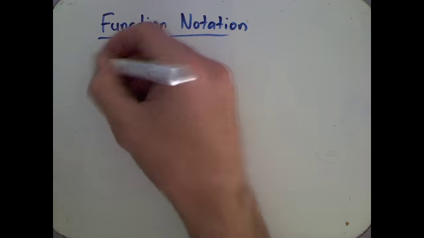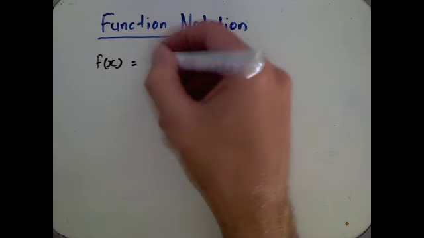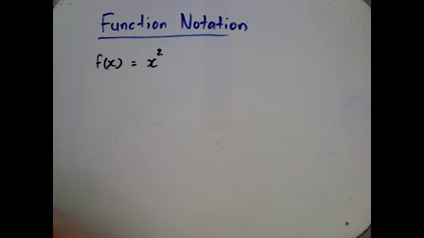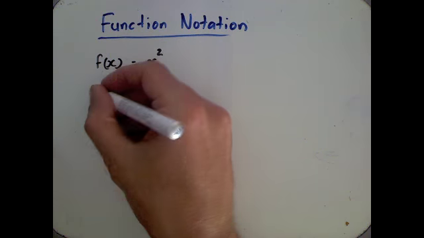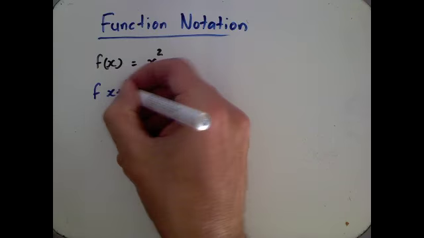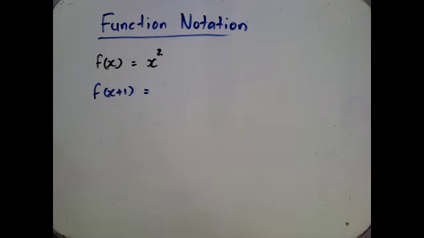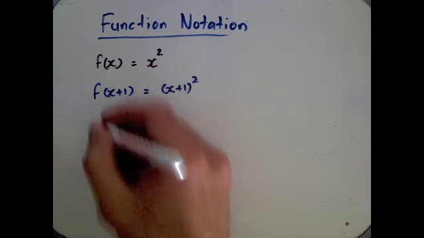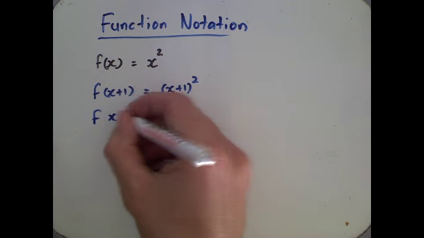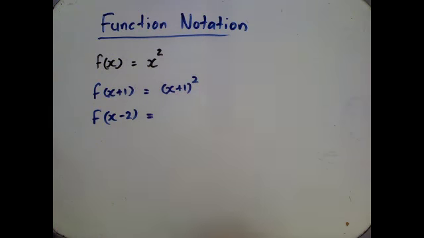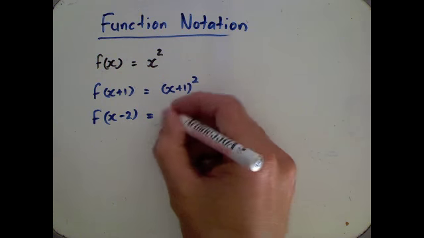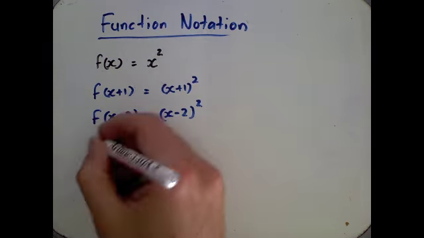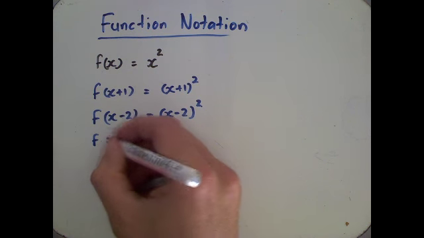Alright, let's look at some harder aspects of function notation. Let's take the function f of x is equal to x squared. So our rule there is x squared. Let's see what happens when we have f of x plus 1. What we're going to get there is x plus 1 in brackets squared. Again, we can simplify that if we want to, but we'll leave it for the time being. For f of x take 2, that's simply going to be x take 2 in brackets squared. So replace the x there with x take 2.